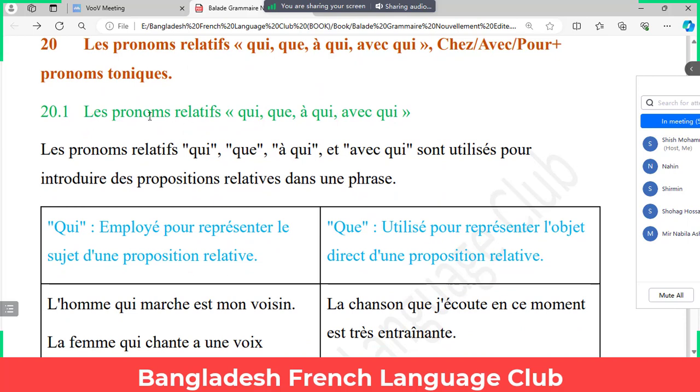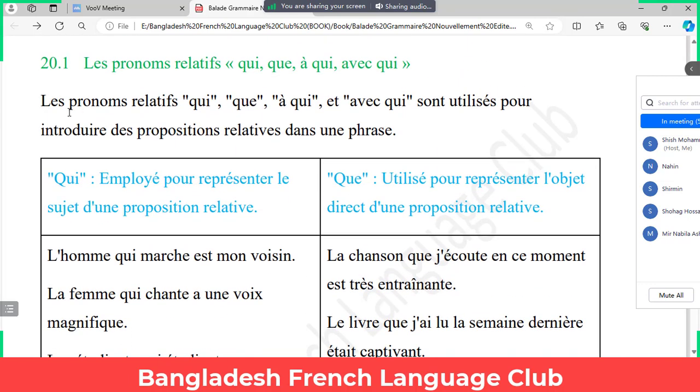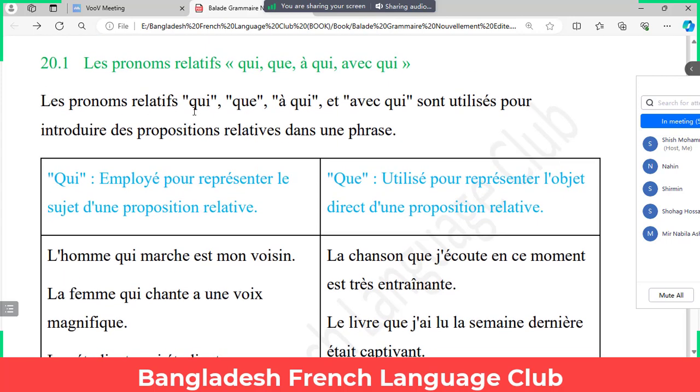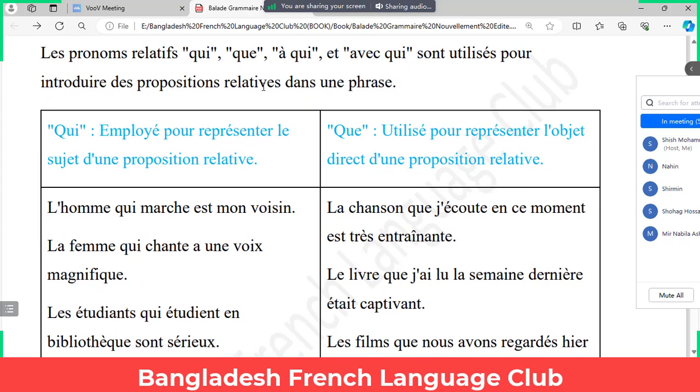Les pronoms relatifs means relative pronoun, right? Qui, que, à qui, avec qui. Qui means who, que means that, and à qui means to whom, avec qui, with whom, right? Les pronoms relatifs qui, que, à qui et avec qui sont utilisés pour introduire des propositions relatives dans une phrase. I mean relative propositions in a sentence.